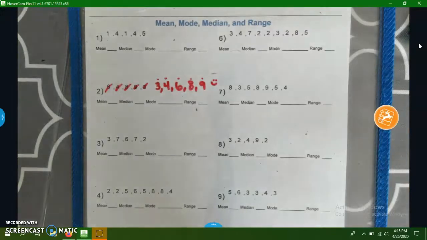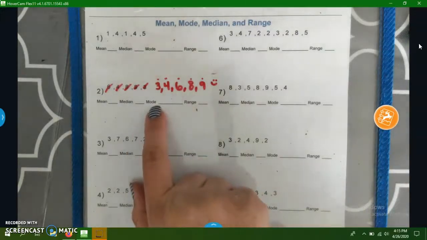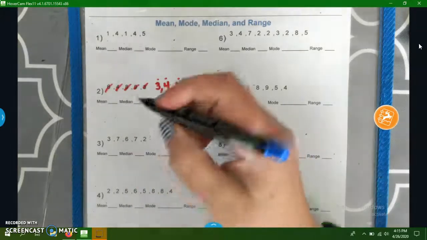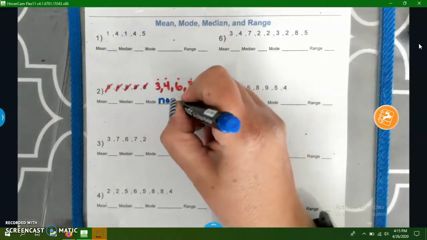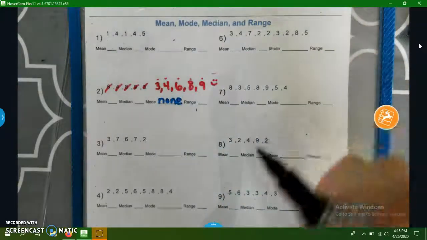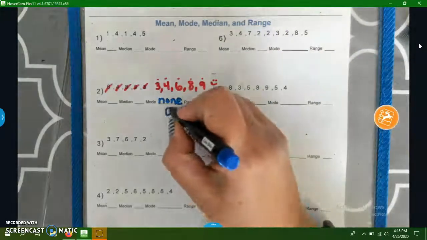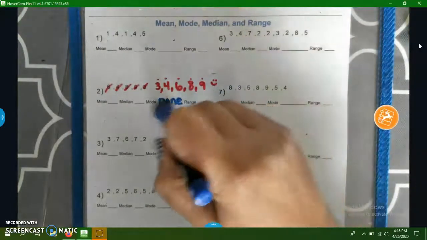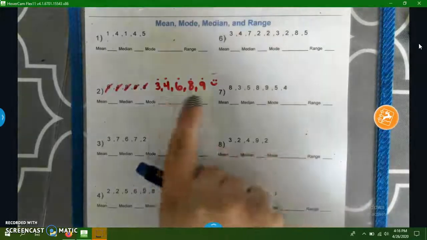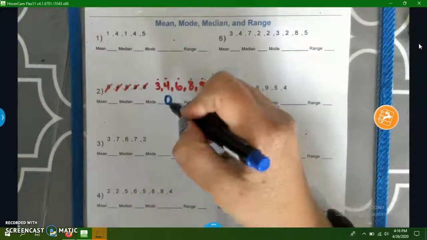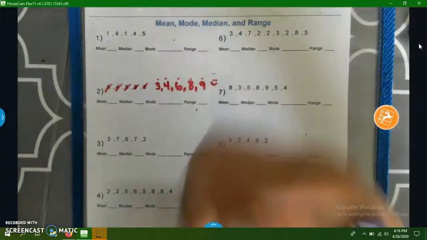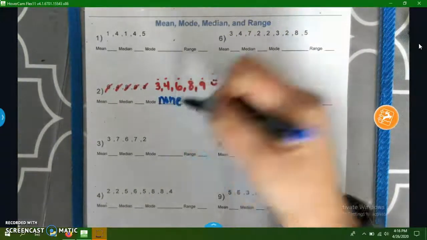Alright, now for mode, I'm looking for the one that happens the most. 3, 4, 6, 8, 9. There are no numbers that happen more often than others, so I actually am going to write that there is none or no mode. What you don't want to do is write a 0, because that means a mode of 0, meaning there's a lot of zeros in your data. That is incorrect. If there's nothing repeating itself, you want to actually write out none.